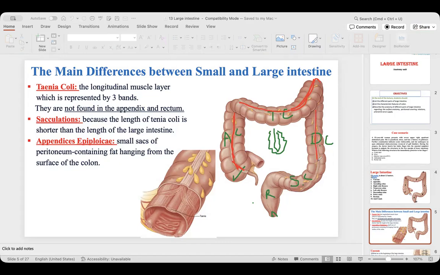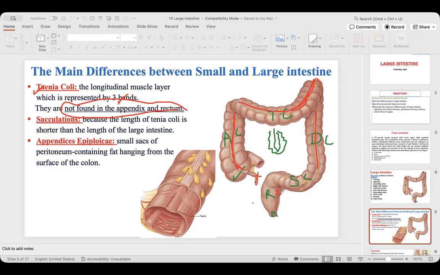What is the name of this muscle? Tinea coli. How many bands of this line? Three bands. Very important, this tinea coli is absent in the appendix and the rectum. So these bands, the tinea coli, are a characteristic feature of the large intestine, absent in the appendix and absent in the rectum.